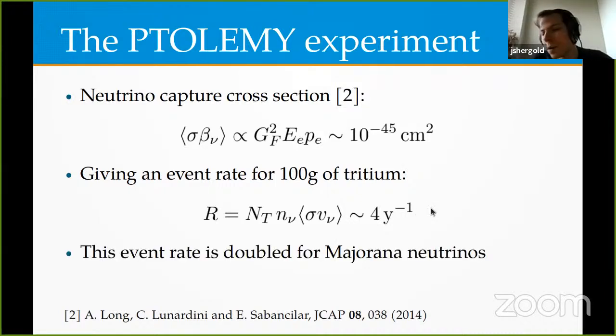Why would it be doubled for Majorana neutrinos? Well, for Dirac neutrinos, you're only sensitive to the left helicity neutrino flux. You also have an additional right helicity anti-neutrino flux. However, those can't be captured in this inverse beta decay process. However, if you have Majorana neutrinos, of course, you can't distinguish between these right helicity antineutrinos and right helicity neutrinos, and you can capture them as well.